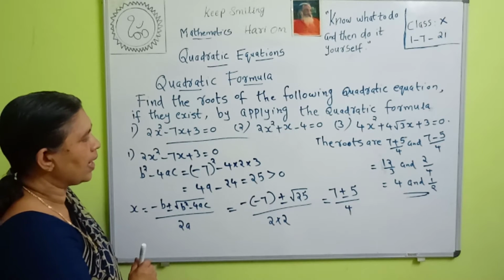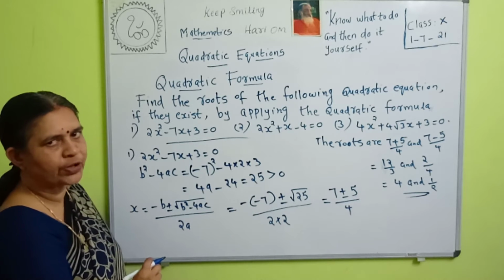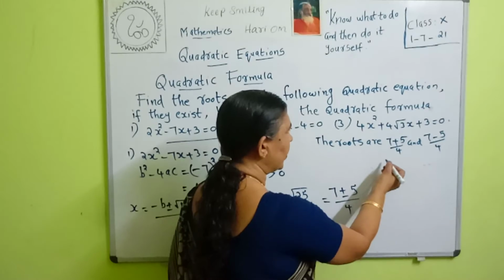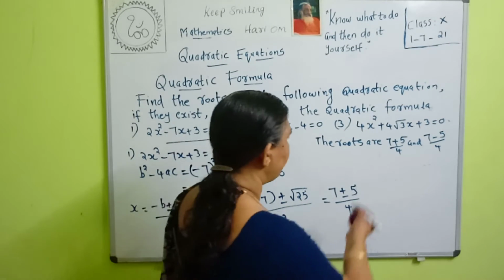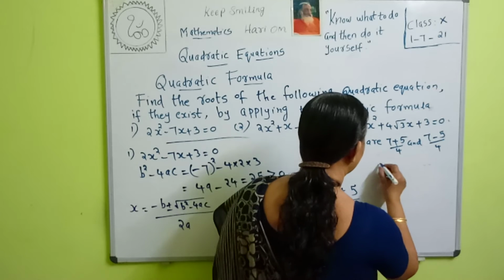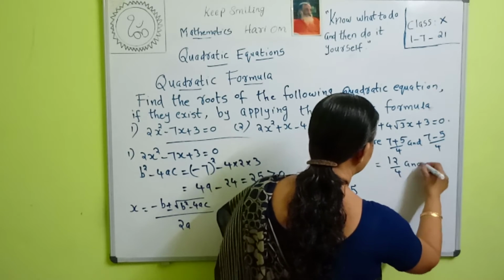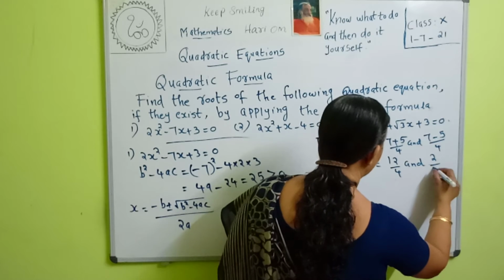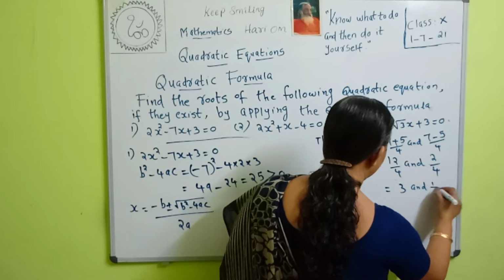Then what are the roots? The roots are 7 plus 5 by 4 and 7 minus 5 by 4. What is 7 plus 5 by 4? That is equal to 12 by 4, or 3. And 7 minus 5 by 4 is 2 by 4, or 1 by 2.